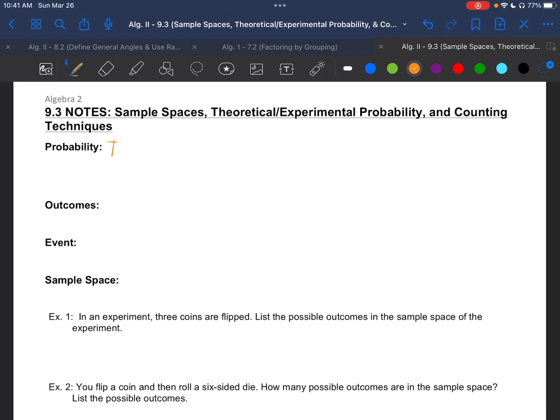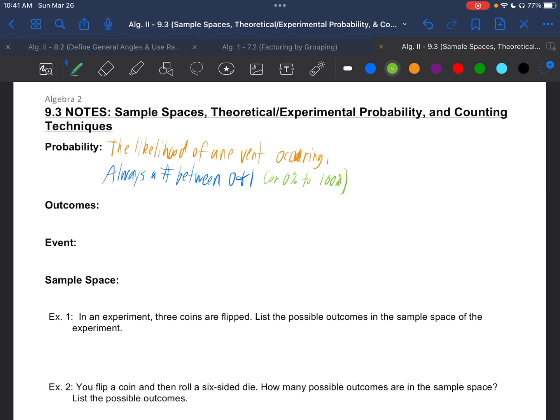So probability is defined as the likelihood of an event occurring. And I want to note that it is always going to be a number between 0 and 1, aka 0% to 100%.